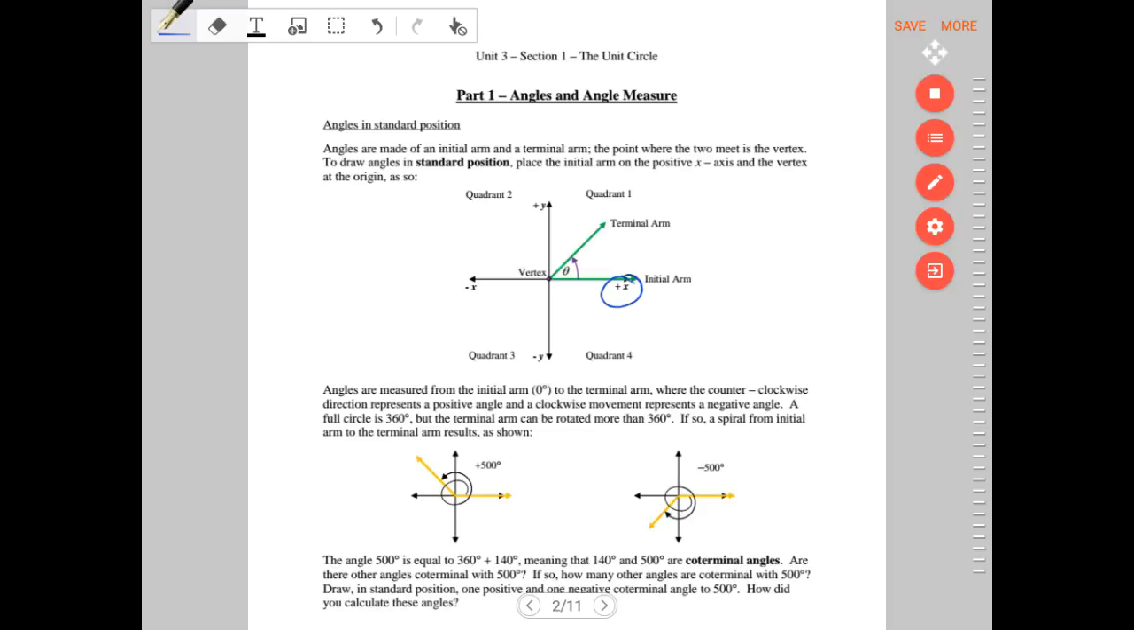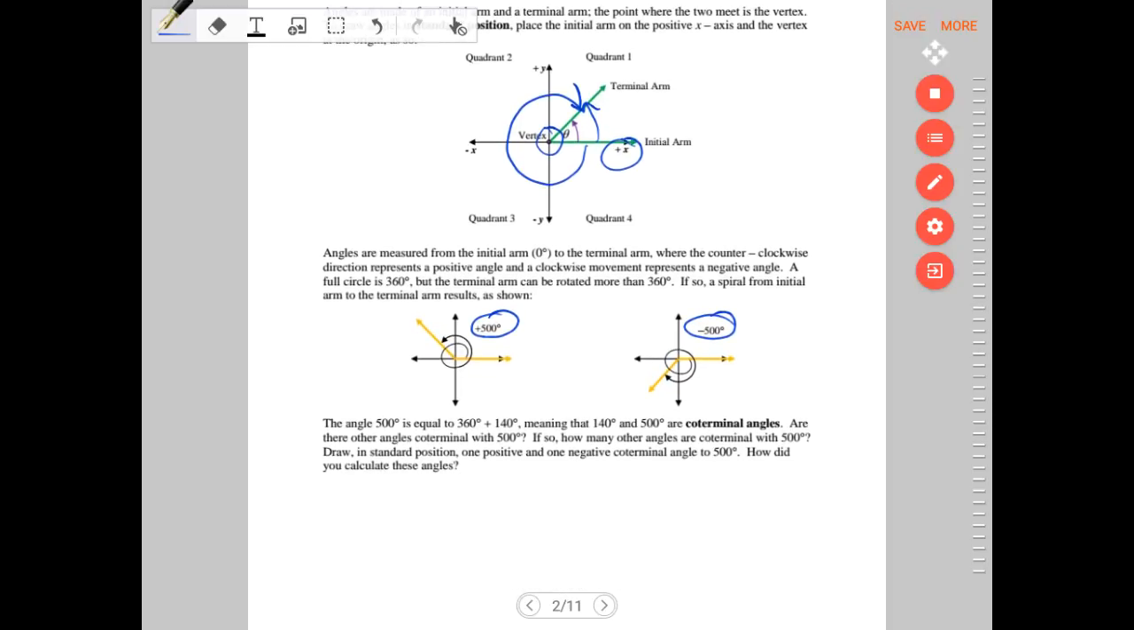In order for it to be considered in standard position, the vertex of the angle must land on the origin of the coordinate plane, okay? So at 0, 0. All right, there's 2 ways we can measure this angle. As seen in this diagram, going from the initial arm to the terminal arm in a counterclockwise direction produces a positive angle. And of course, going the other way, from the initial arm to the terminal arm clockwise, produces a negative angle.